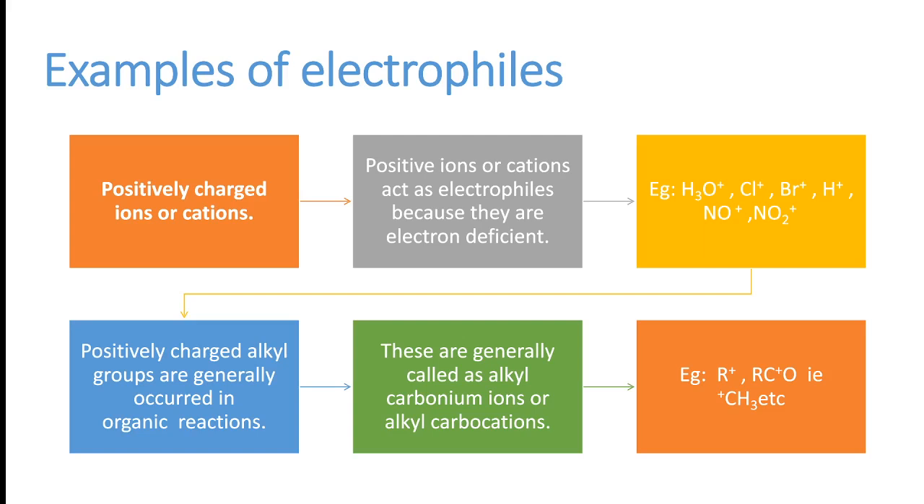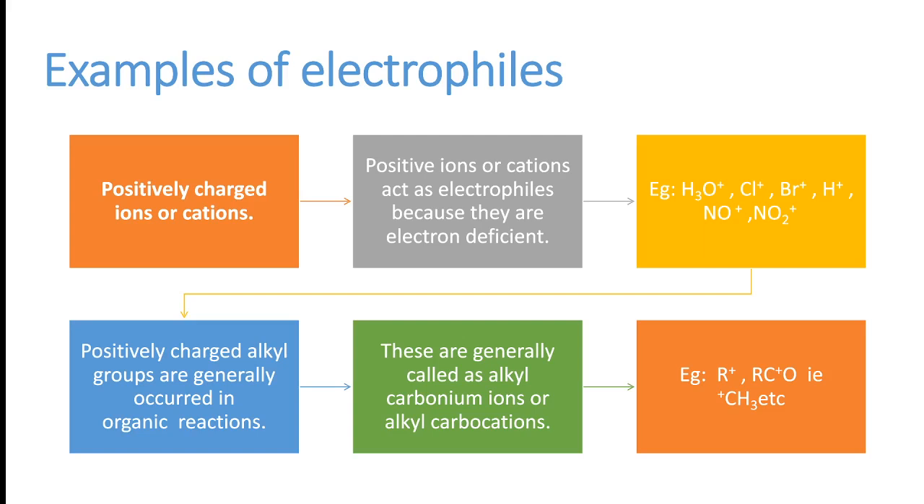Next, what are the different examples of electrophiles? Electrophiles, positively charged ions or cations, all come under electrophiles. So positive ions or cations act as electrophiles because they are electron deficient. Electron deficient in the sense they do not possess octet in the valence shell. The central atom does not possess octet, that is 8 electrons in its valence shell. Example, H3O plus, Cl plus, Br plus, H plus, NO plus, NO2 plus.